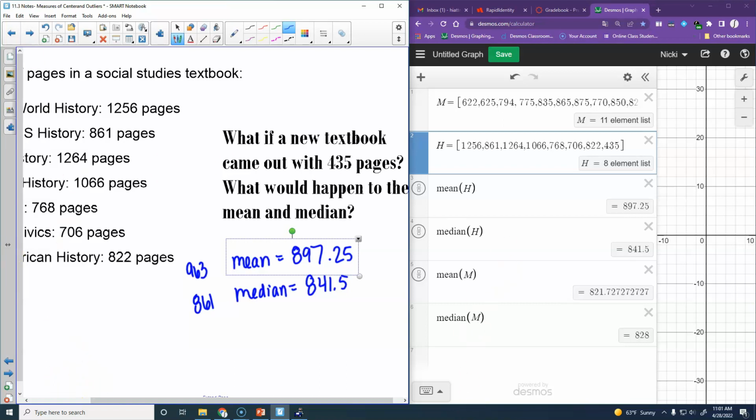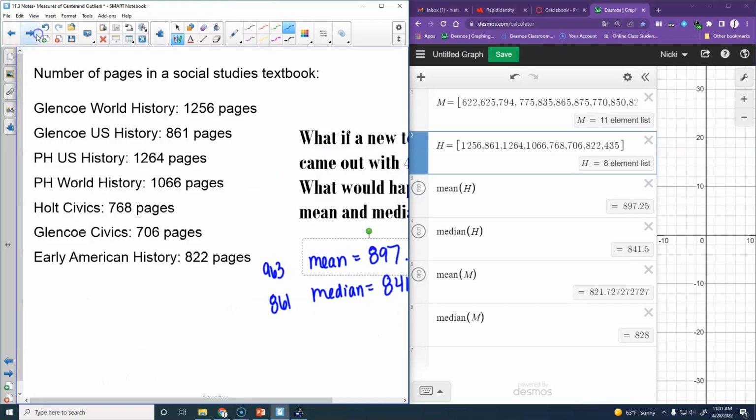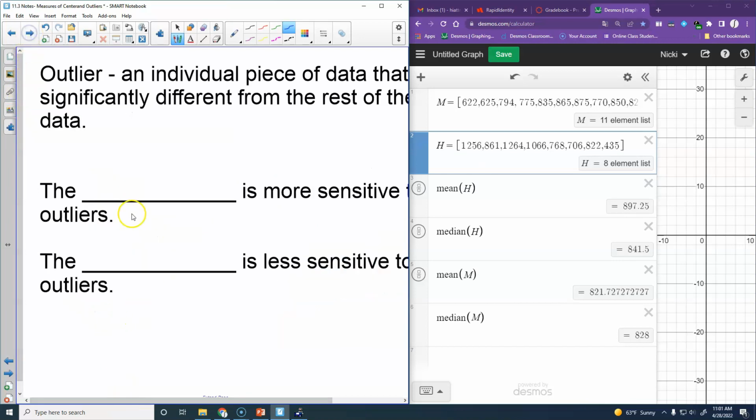I think I have those in right. Did you guys also get 783.9? You've probably just typed one number in a little bit wrong. All right, so let's do this again.